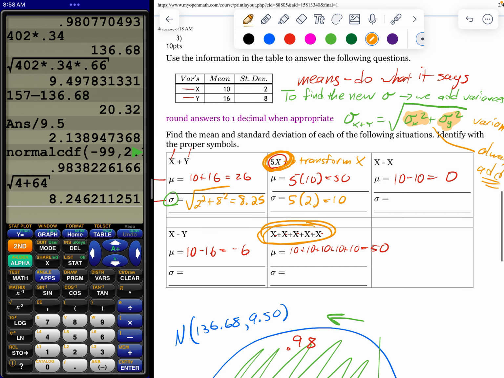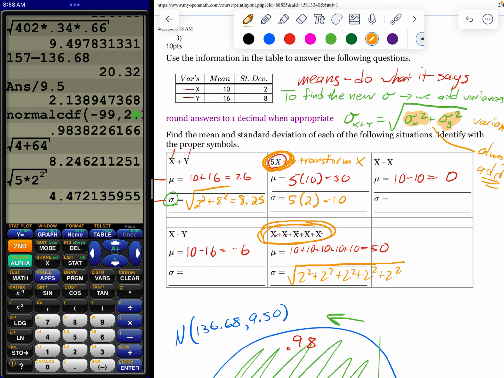So this one is the square root of 2 squared plus 2 squared plus 2 squared plus 2 squared plus 2 squared, like that. Of course, you can speed that up. So it's 5 times 2 squared, and you have a standard deviation of 4.47 for that one.